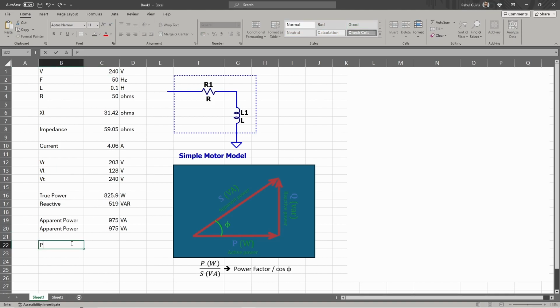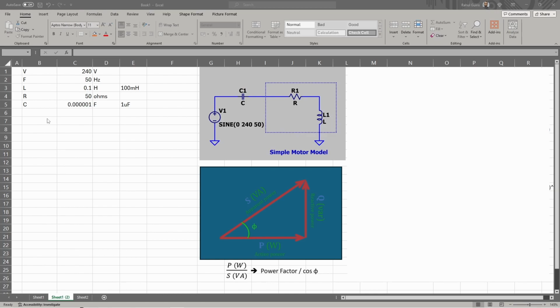Now let's calculate the power factor for this. So power factor is equal to the true power divided by the apparent power. So in this case, and in this circuit that I've showed here, with the following values, we get a power factor of 0.85. Obviously, this does not have any units.